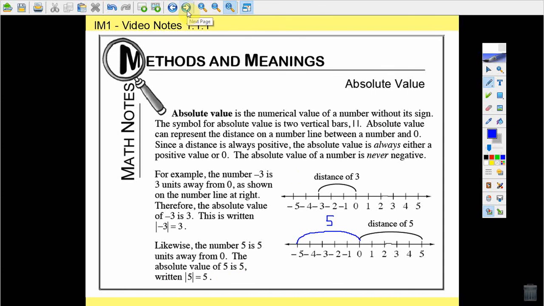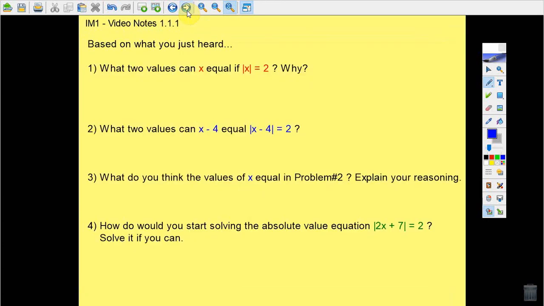So that's just a little refresher on absolute value to get you started on the year. It's the first homework assignment of the year, so I'm keeping it pretty simple for you. But there are some things coming up later in the year we want you to think about. So I've got 4 questions here for you to think about when we're solving absolute value equations.